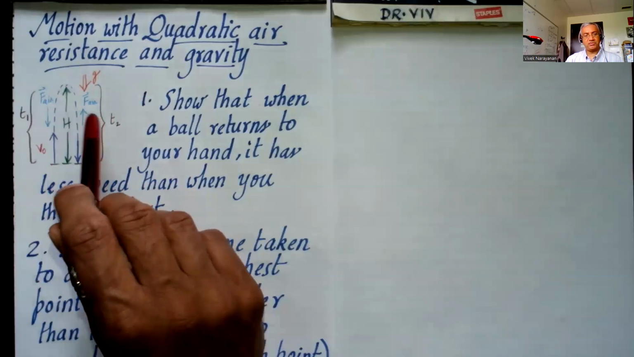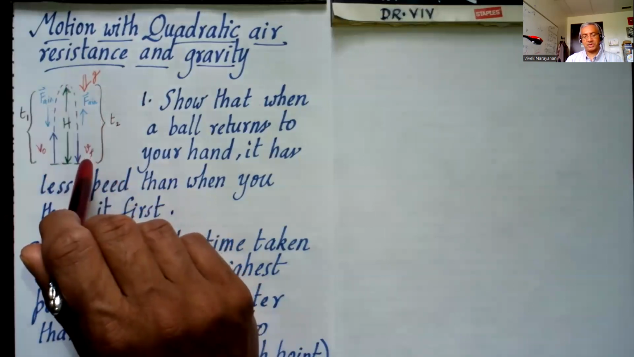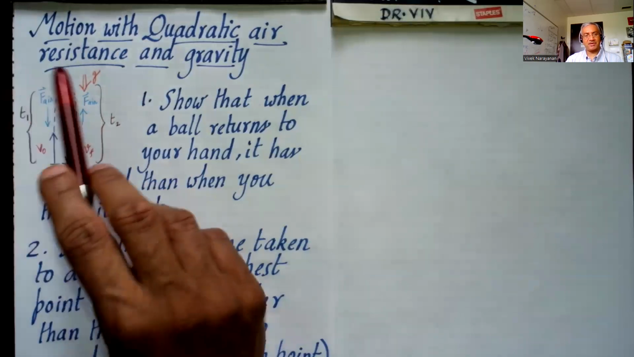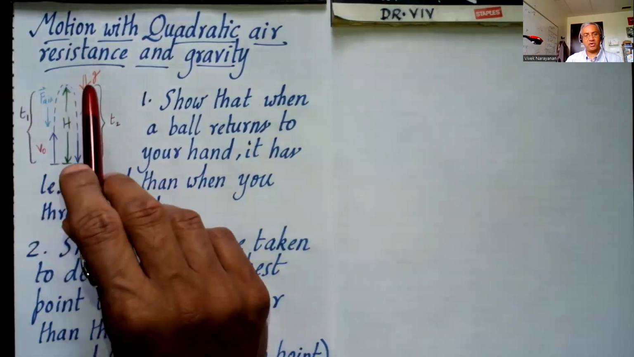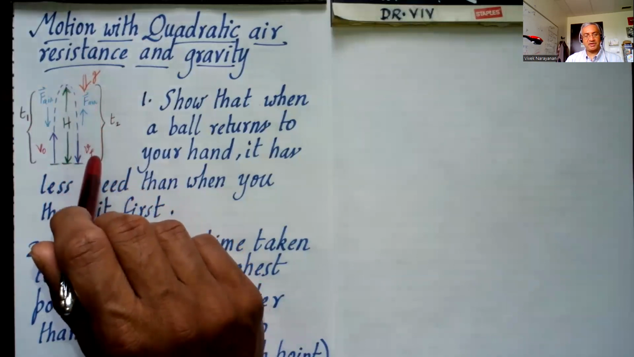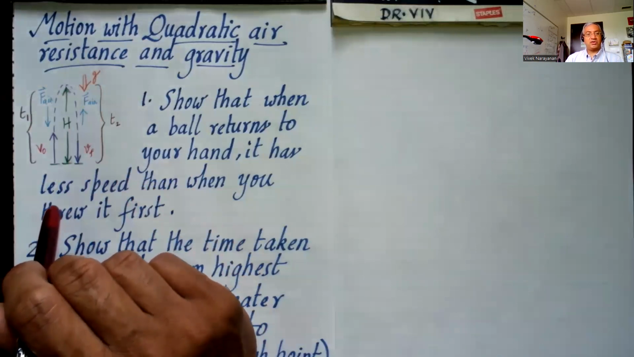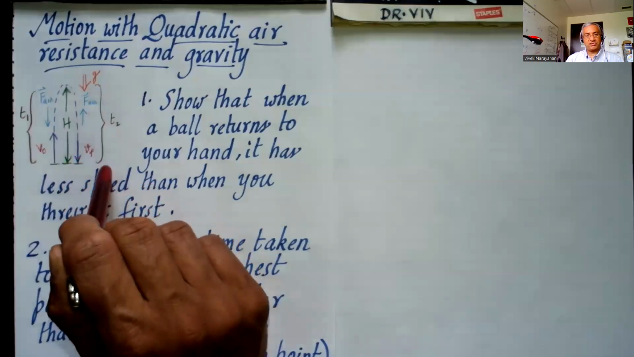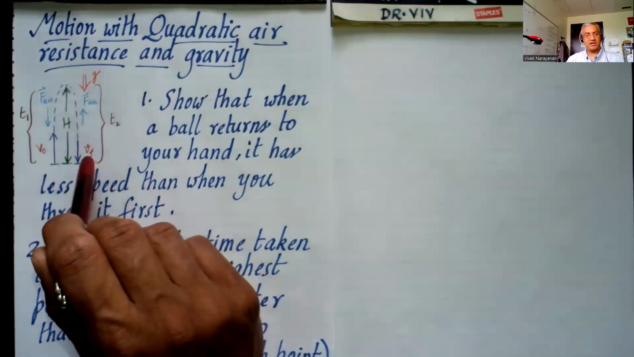Because of this, we have to deal with the motion up and the motion down separately, because the equations will be different. On the way up, air resistance and gravity act down. On the way down, gravity acts down, but air resistance acts up. So the time taken to go up is called T1. The time taken to go down is called T2. The speed with which you threw the ball is called V0. The speed at the time you catch it is called VF.